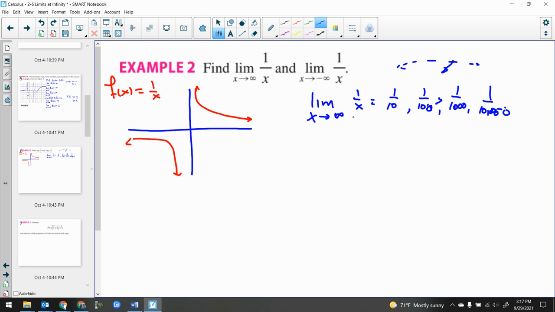1 over 10,000. What does that mean? That means that I'm going to keep getting bigger and bigger in the denominator as I go on the right side. Well, what's 1 over a really big number? It's going to get closer to 0. It's going to be a very, very small number, like 1/10,000th. And if I keep going, 1/1,000,000th, 1/100,000,000th, that's going to get closer and closer to 0. So we're going to say the limit as x goes to infinity of 1 over x is 0.